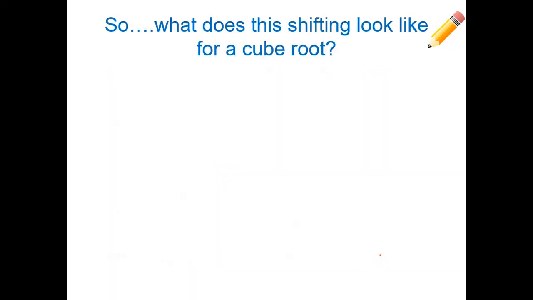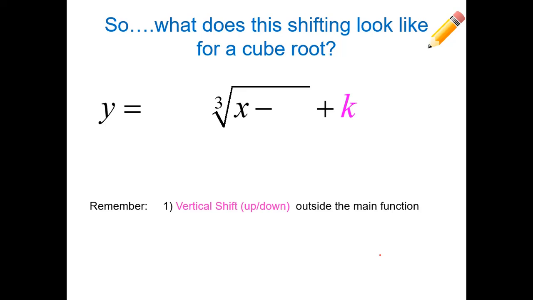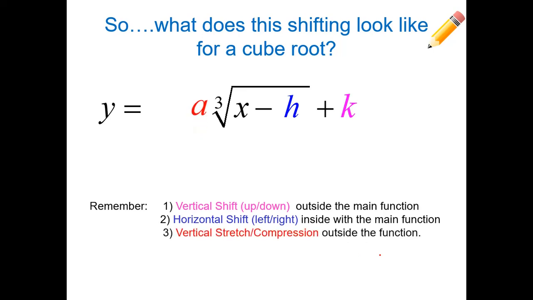So what does the shifting look like for a cube root? Well, k is still on the outside, meaning up and down. H is still left and right on the inside, still opposite as well. A is my vertical stretch or compression, and then you still have the ability to reflect it in front of the function. So basically the same shifting rules as the square root graph.